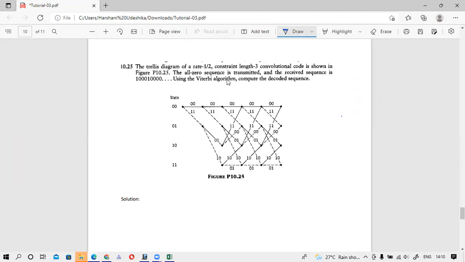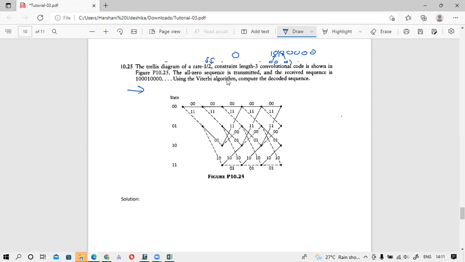So the all-zero sequence is transmitted. Here we have encoded the signal, and the signal is transmitted. You can see that it is a 1/2 rate, that means the input is 1 bit and the output will be 2 bits. So if you send a 0, 0, 0, 0 bit stream, for each bit you will have two output bits assigned.